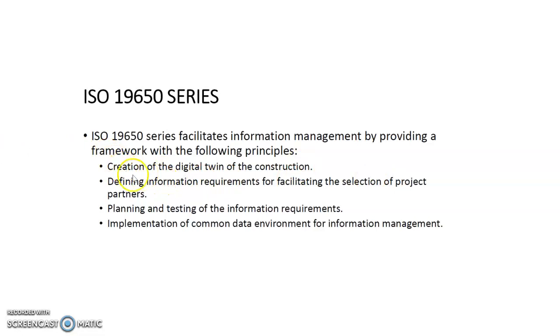Firstly, it requires the creation of a digital twin of the physical construction. So firstly, there is the physical building, then there is also the digital building, so we call it a digital twin. Secondly, it requires defining information requirements for facilitating the selection of the project partners. Thirdly, it requires planning and testing of the information requirements. And fourthly, it requires implementation of a common data environment for management of information.